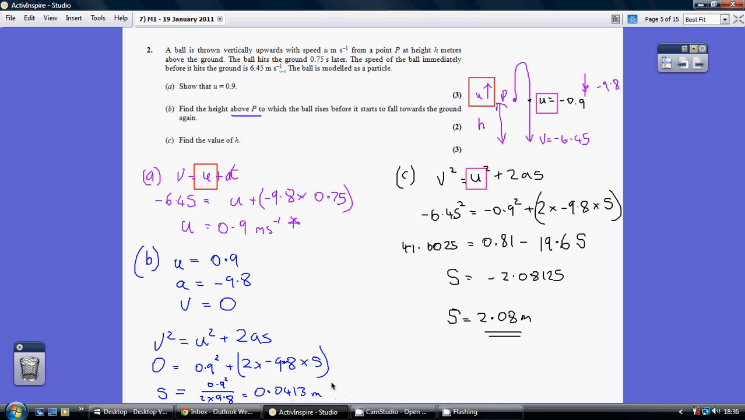Substituting into the other SUVAT equation, v squared equals u squared plus 2as, we can work out that s equals 0.0413 meters. Now for part C, here we're going to use v squared equals u squared plus 2as again. We're just looking at this journey from here to here.